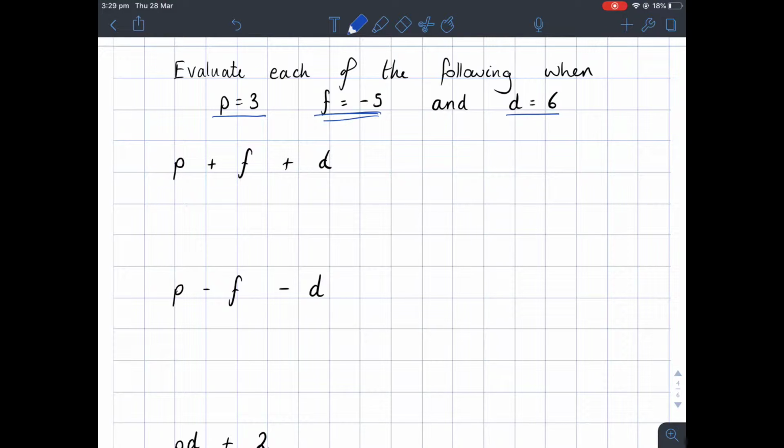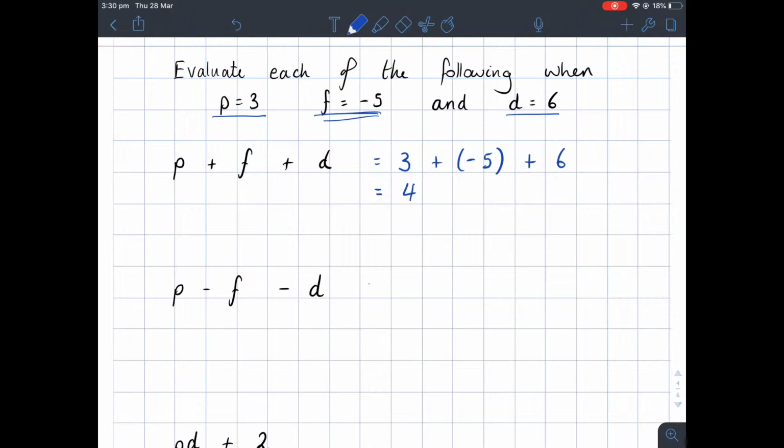So we're going to start off with p plus f plus d. So we just substitute our variables in here. So p is 3 plus f. Now f is -5. So whenever we've got a negative number, we're going to put a bracket around it just to help with the calculation of it all. So plus (-5) and then plus d, which is 6 on the end. Now we can evaluate this as we go along. So 3 plus -5, well, if you're adding a negative, it's the same as subtracting. So 3 minus 5 is -2. And then add 6 is 4. So p plus f plus d equals 4.